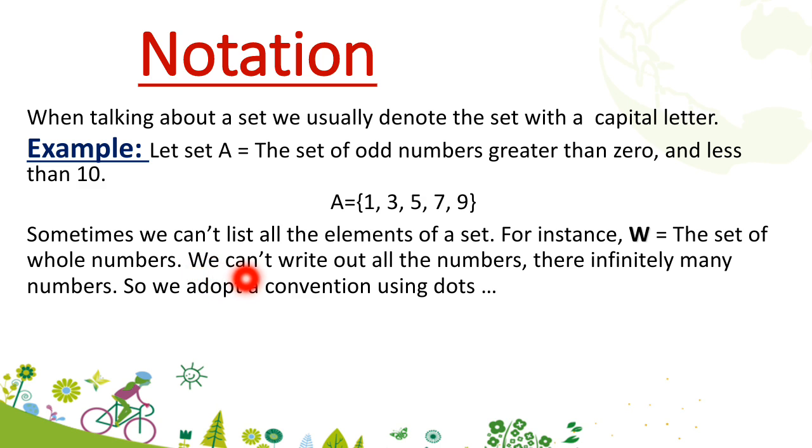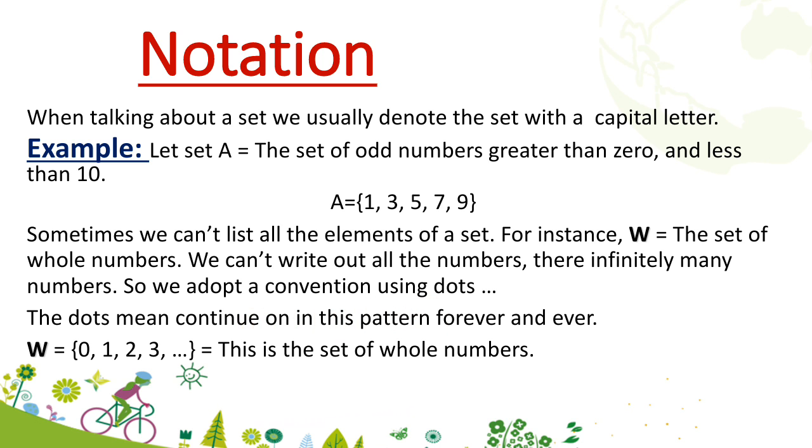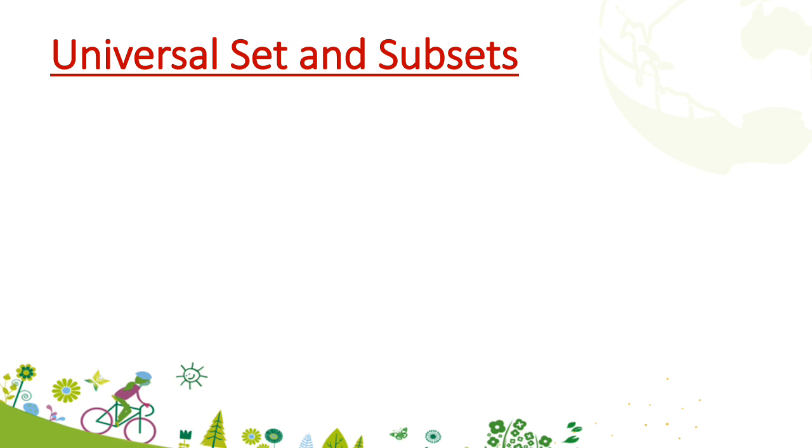Sometimes we can't list all the elements of a set. For example, we have the set of whole numbers. We represent this set with the help of capital W. We can't write out all the numbers because there are infinitely many numbers. So we adopt a convention using dots. The dots mean continue this pattern forever and ever. Students, to write the set of whole numbers, you will write 0, 1, 2, 3, and then use dots, because we are unable to write all the whole numbers, because we know that whole numbers are infinitely many.